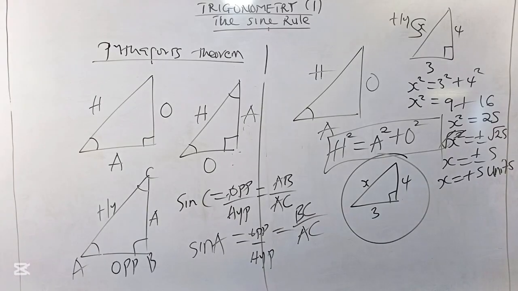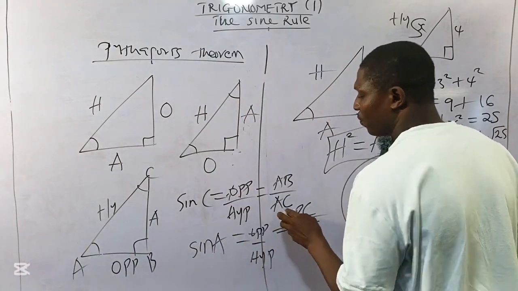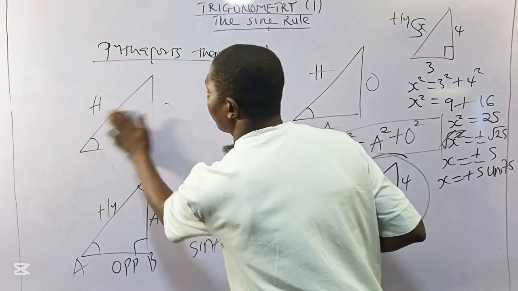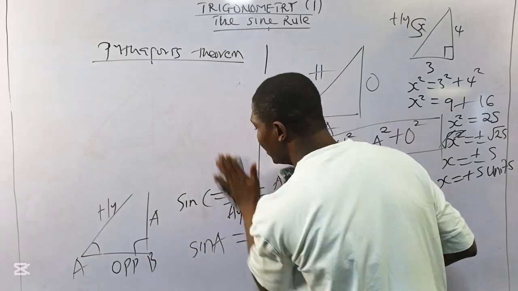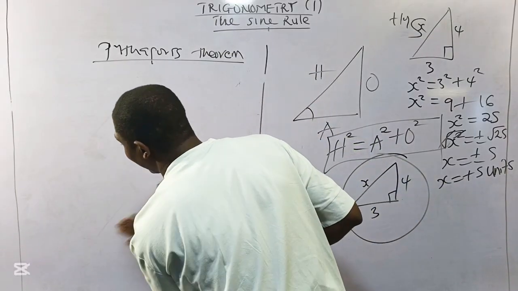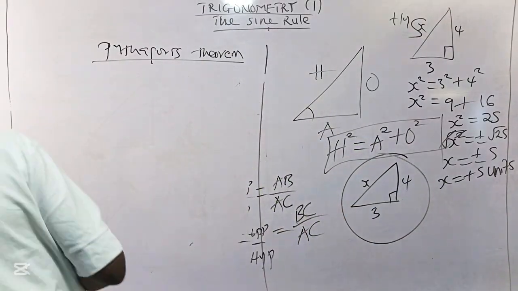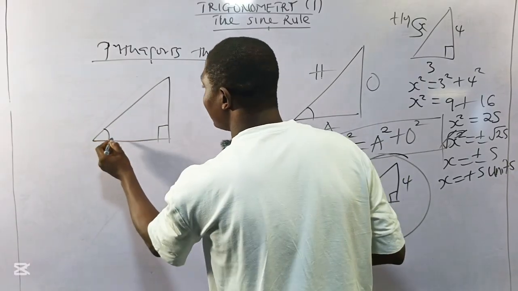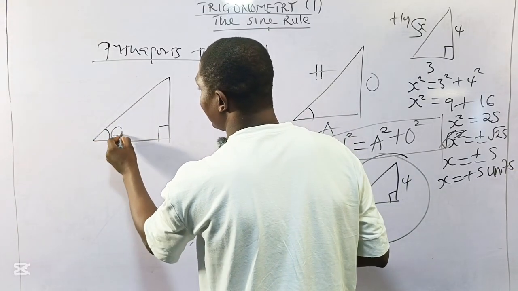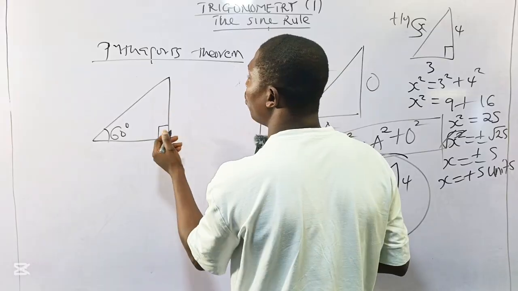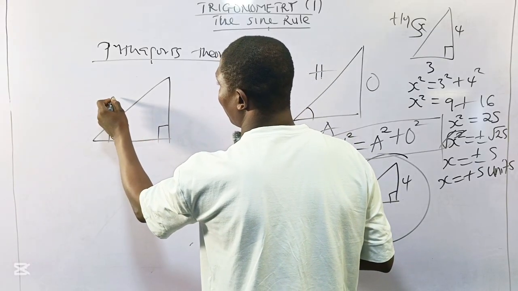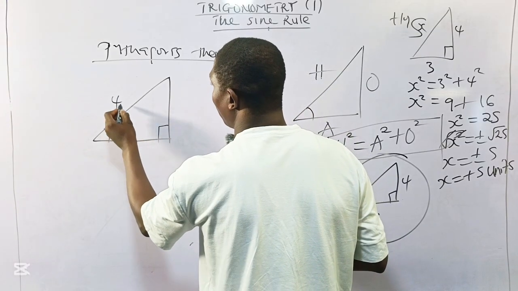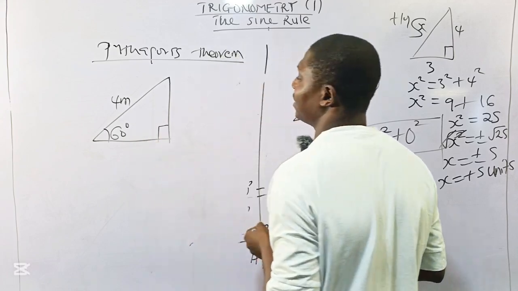Also, we can equally be given a side and one of the what? Angle. If we are given a side and one of the angles, we can simply use a rule called what? SOH CAH TOA. If this is it, and let me say here is 60 degrees. And I know one of my sides, let me say here is 4 meters. Let me use 4 meters this time.